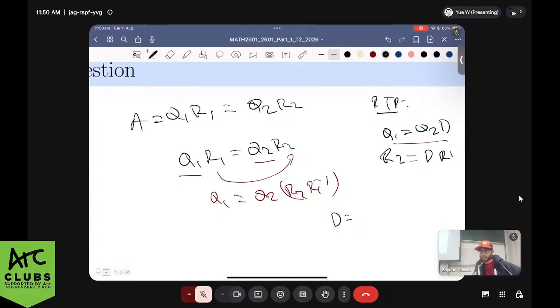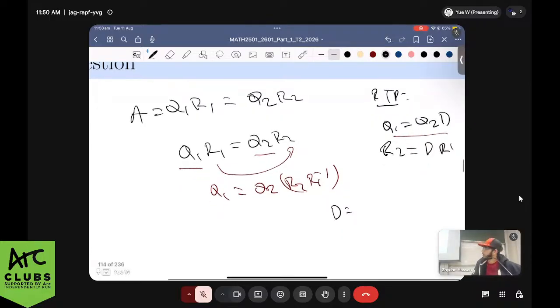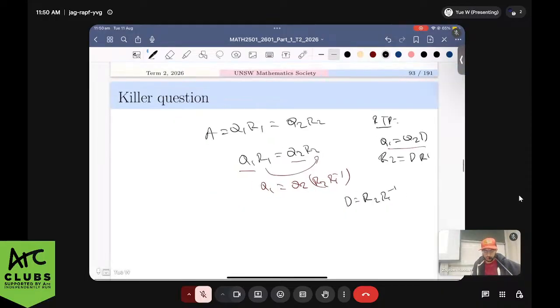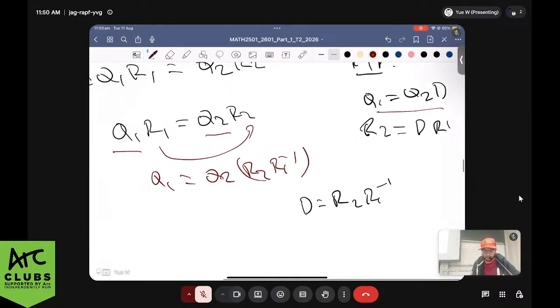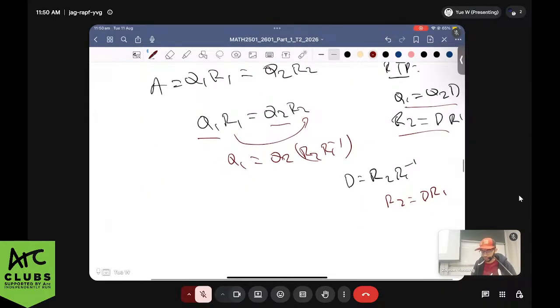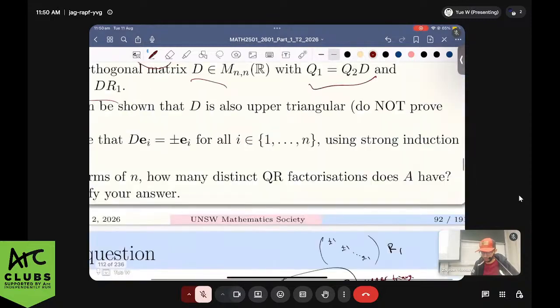Okay, so D is probably going to be R2 R1 inverse. Now, that also works nicely here, right? R2 has to be D R1. So we're almost done. We just want to show it's orthogonal because they said D has to be orthogonal. I think so. Okay.